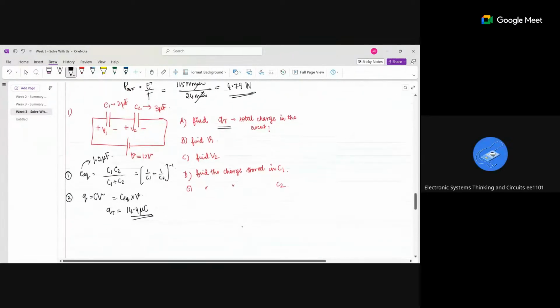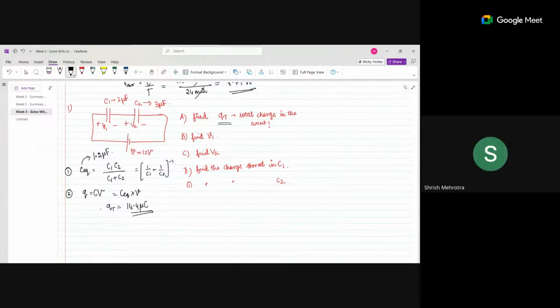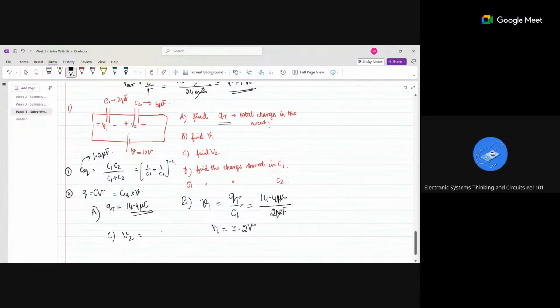Now, how to find V1? Again Q equals CV, in the context of Q equals C1V1. V1 will be Q divided by C1. Total Q we have found is 14.4 microcoulomb divided by C1, which is 2 microfarad. So V1 is equal to 7.2 volts, and V2 will be 4.8 volts.